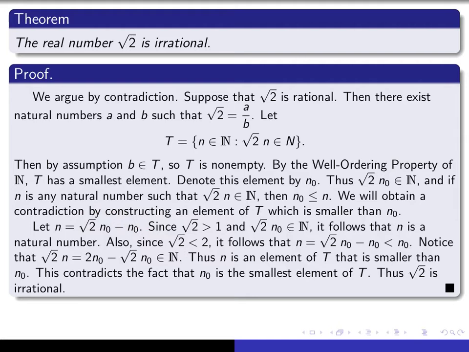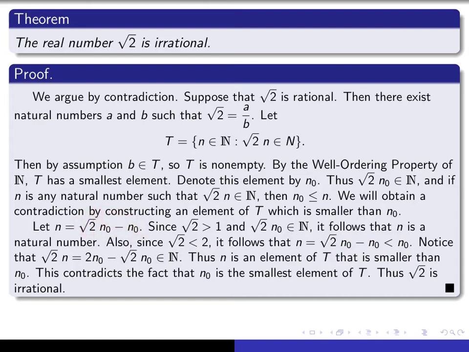I also claim that this n is strictly smaller than n0. Look at what it would take in order to prove that this number n is smaller than n0. If you bring that n0 to the other side, it says that root 2 n0 is smaller than 2 n0, and that's true provided you know that root 2 is smaller than 2, which we certainly do know. So since root 2 is smaller than 2, it follows that this number is smaller than n0.